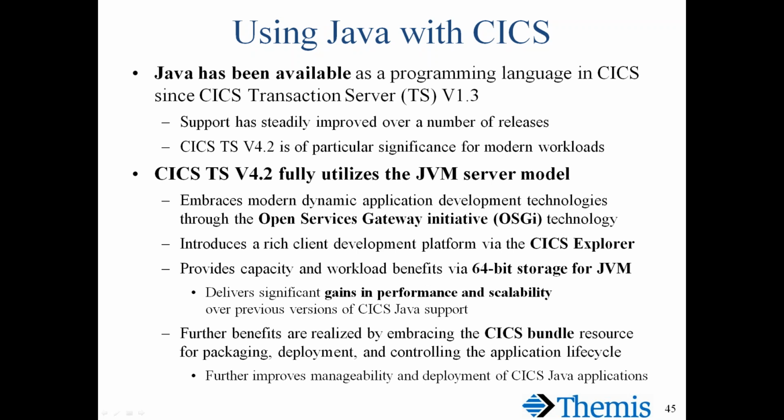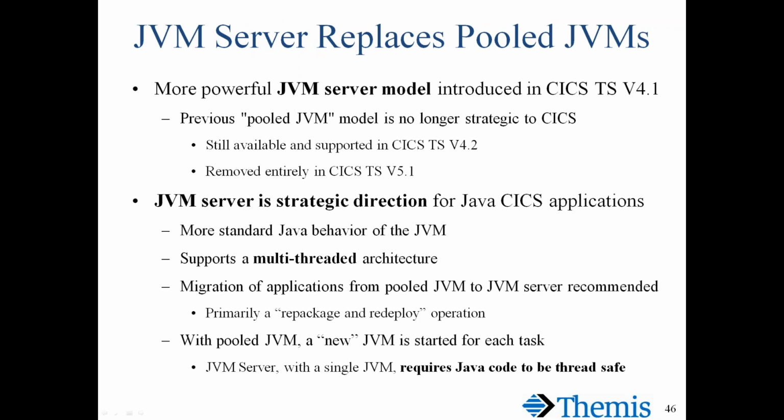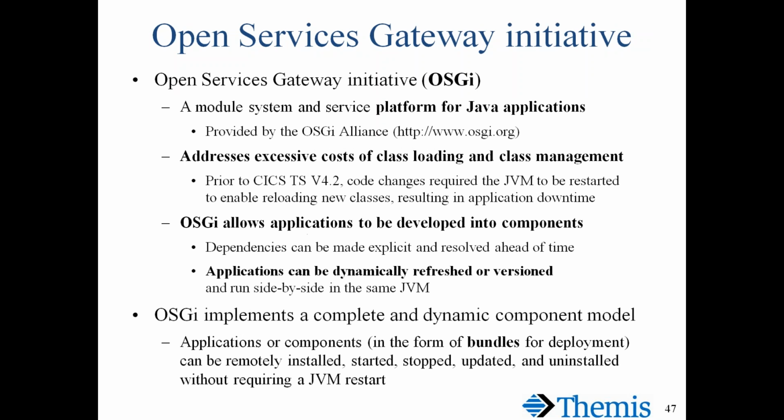This OSGi initiative technology embraces the CICS bundle for packaging, deployment, and controlling the application lifecycle, meaning it's now possible to update a loaded CICS application without interfering with the CICS subsystem itself. All right, slide 46 talks about the pooled JVMs having been replaced by this better model, the JVM server model, which is a strategic direction, supports multi-threading, and gives you the ability to, again, repackage and redeploy an application with a minimal impact on the runtime environment.